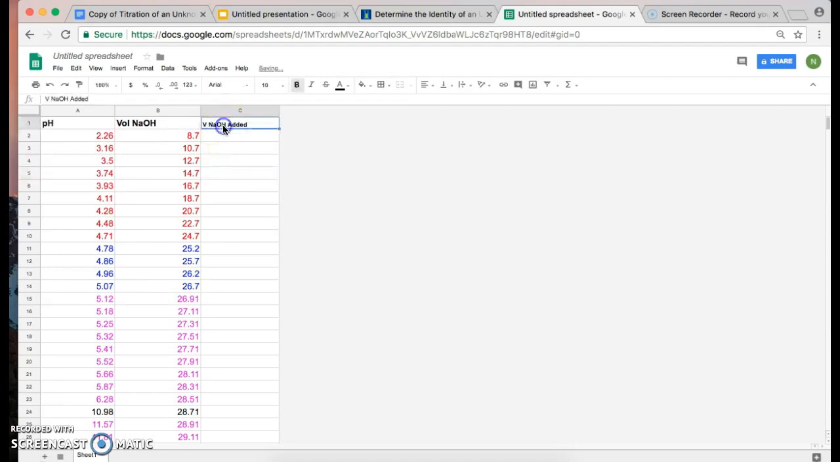So I'm going to change that to volume of NaOH added, and I'm going to set up the equation where it's equal. I'm going to take this cell, 8.7, and subtract from that the initial value, which is also 8.7, and then hit enter. And that's going to give me a value of 0. Let me make the font here bigger.